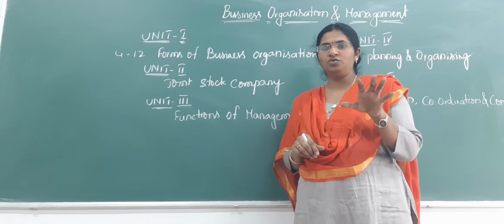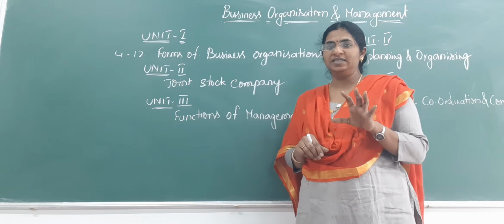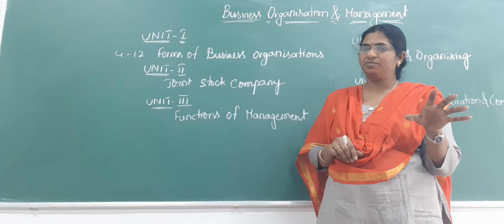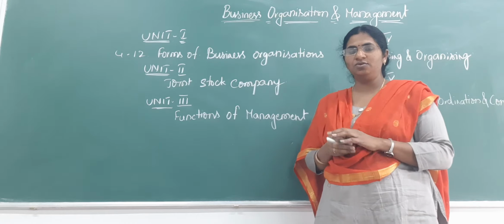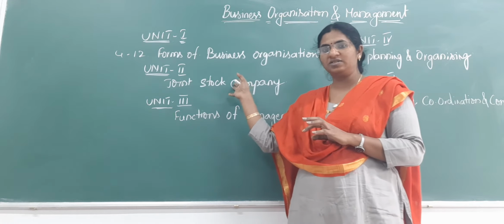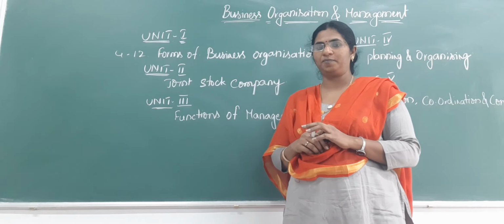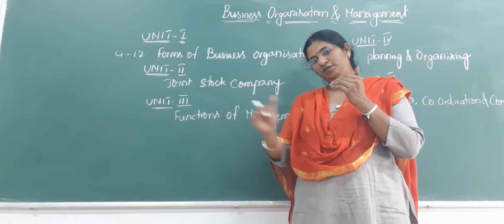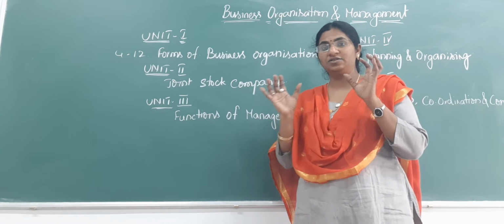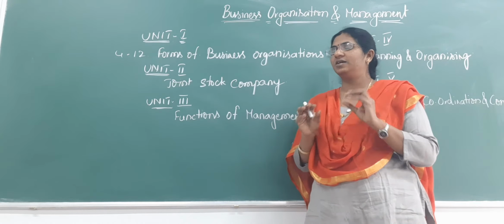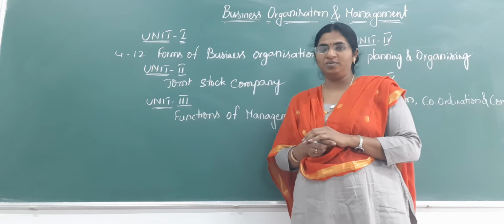It's not going to wind up or close or dissolve just like a sole proprietorship or partnership business. Because of the limitations in those 2 businesses, a new business has come into existence that's called a joint stock company. So perpetual succession means it will go on, it will run unless the court gives permission to wind up. So it has perpetual succession with a common seal.